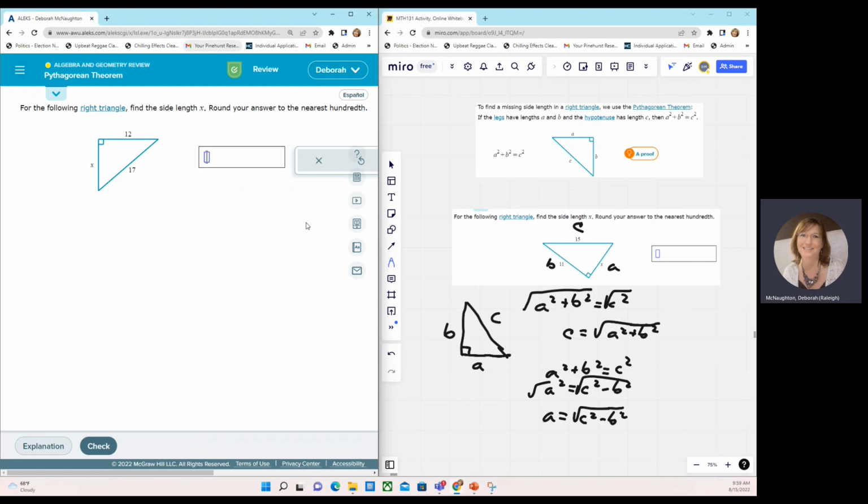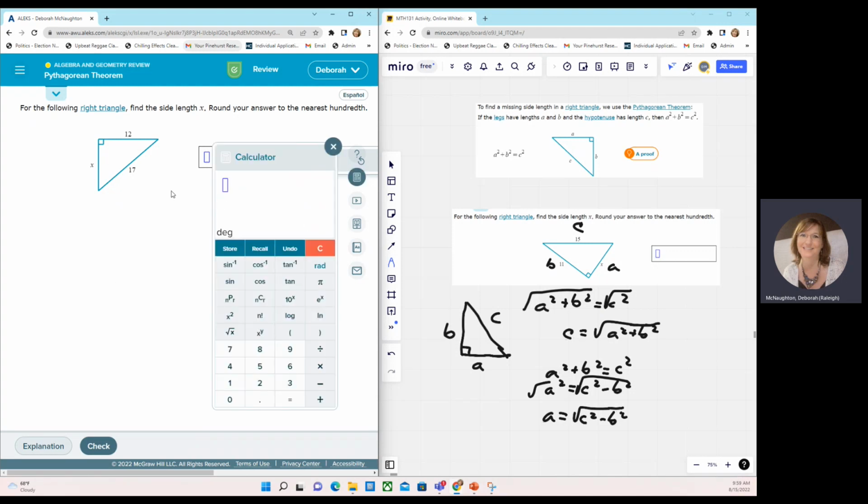All right, so we'll do the same thing again. They're asking again for a side, so it's going to be the square root of 17 squared minus 12 squared. And that is 12.04.